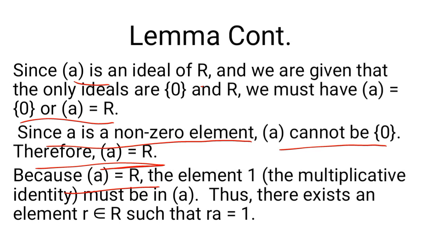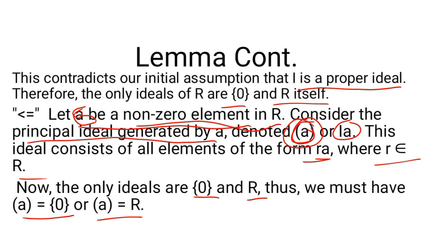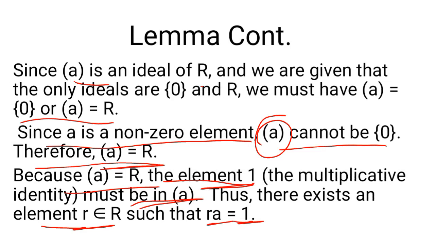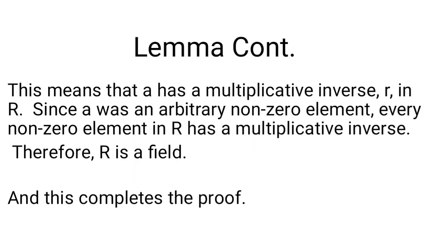Okay, so let's move forward now. It means that the multiplicative identity must also be in the ideal generated by A. Thus, there exists an R such that RA will be equal to 1. Remember that this is the generator and all its elements look like this, right? They are of this form. Okay, so it means that RA will be equal to 1. If RA equals 1, it means there's an inverse somewhere, right? Because 1 is the identity. So this means that A has a multiplicative inverse, R in R.